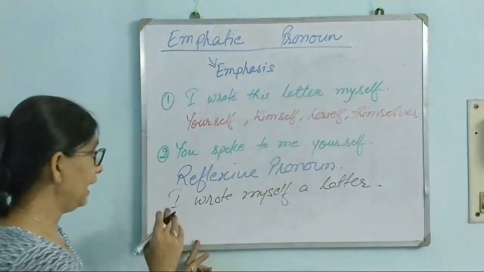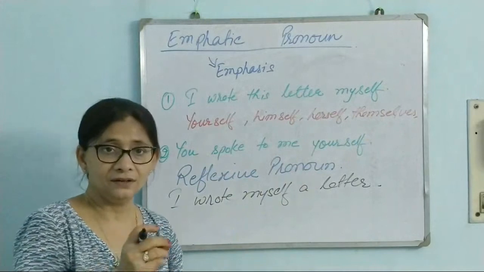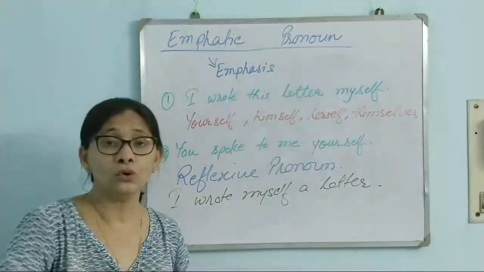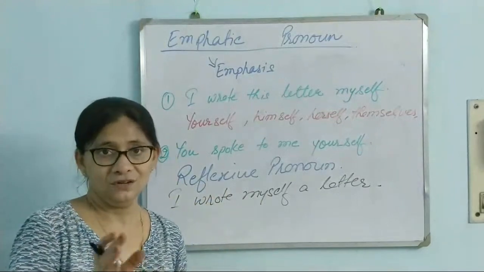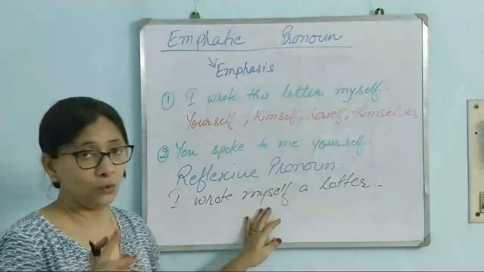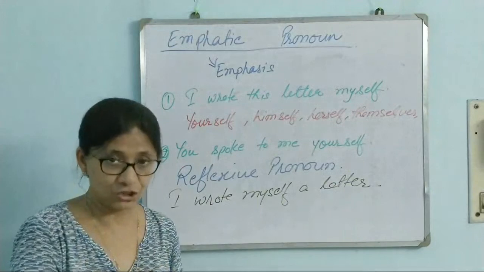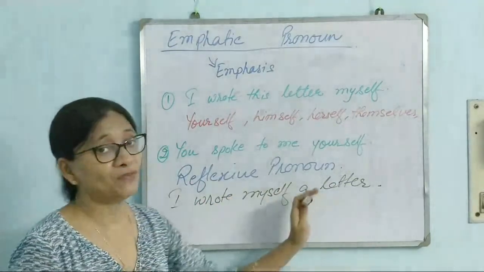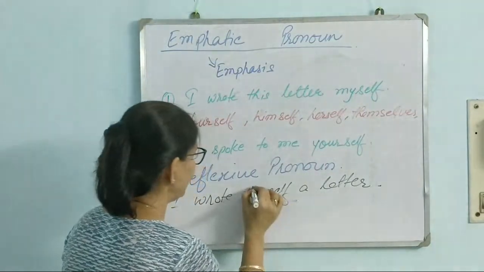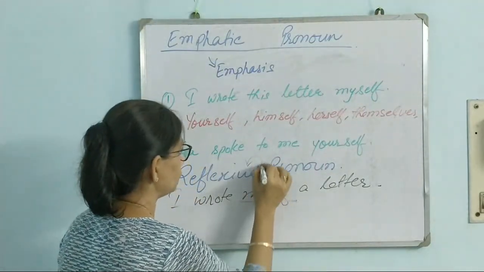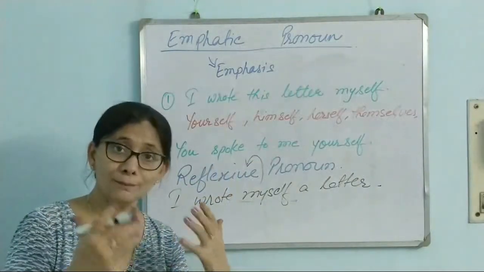But here, I wrote myself a letter means the letter which I wrote is addressed to me only. It is for me, that letter. I have given myself a letter. So do you see the difference? Here, if I don't give myself, then the sentence is not complete. It does not give a complete picture. I wrote myself a letter. So here, myself is used as reflexive pronoun. This is reflexive pronoun, because it is reflecting on myself.